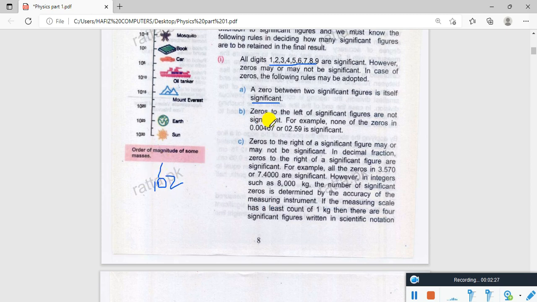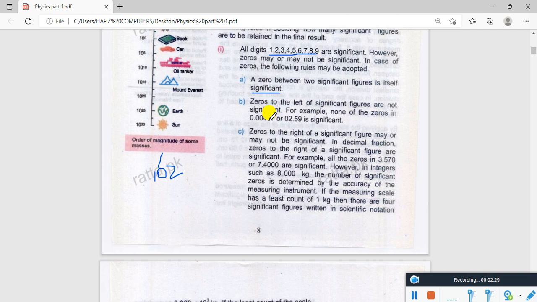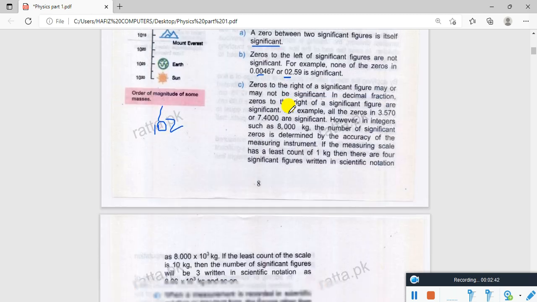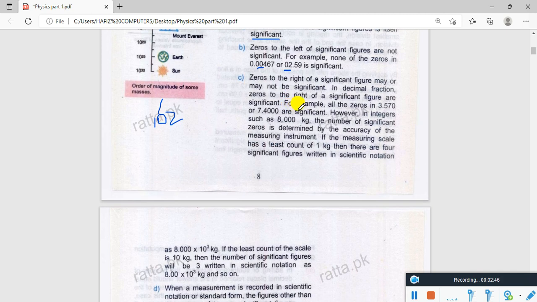Zeros to the left of the significant figures are not significant. For example, none of the zeros to the left of 4, 6, 7 is significant. Neither is the zero to the left of the decimal point significant. Zeros to the right of a significant figure may or may not be significant. In a decimal fraction, zeros to the right of a significant figure are significant.